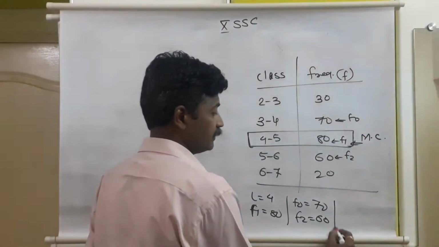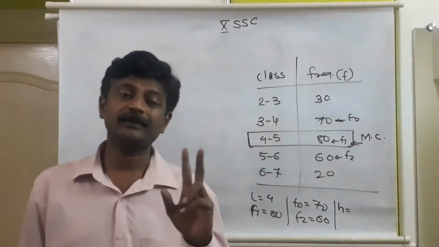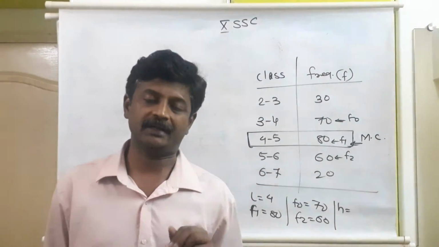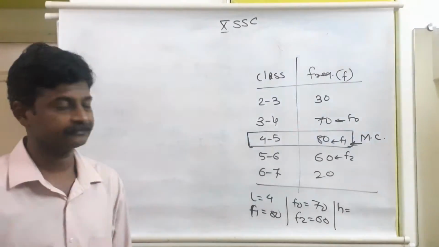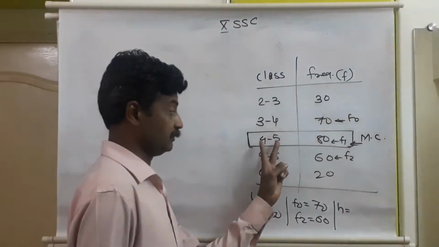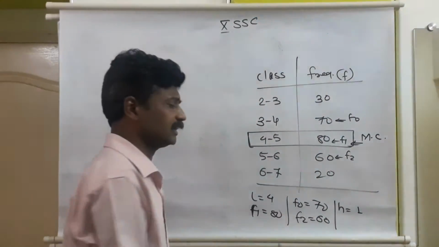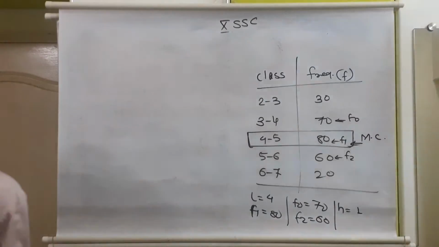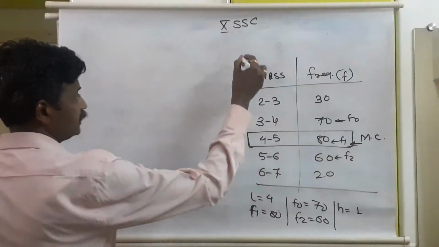Now the next required information is H, the class width. Class width is the difference between upper and lower limit when the classes are continuous. Already the classes are continuous. The difference between upper and lower limit is 5 minus 4, which is 1. Any other class we choose, the class width will be the same. Now based on all this, we will find the mode of the given information.